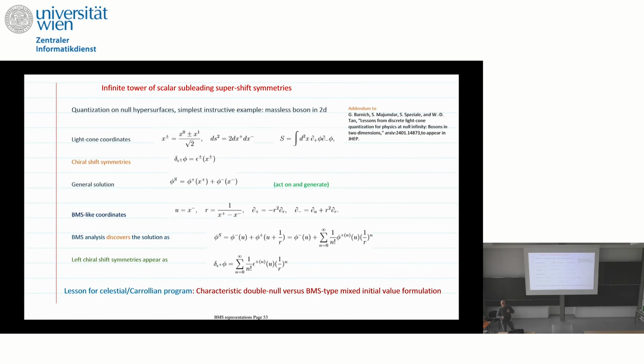And if you don't know how things go, you always should look at the simplest example. The simplest example is a boson in 2 dimensions, a massless boson in 2 dimensions. Okay? And you are trying to pretend that you don't know the system, and you're trying to quantize it on a null surface. And then you realize what the GR people know for a long time. It's not enough to have one null surface, because the characteristic initial value problem tells you that you need the complementary data on the other null surface.